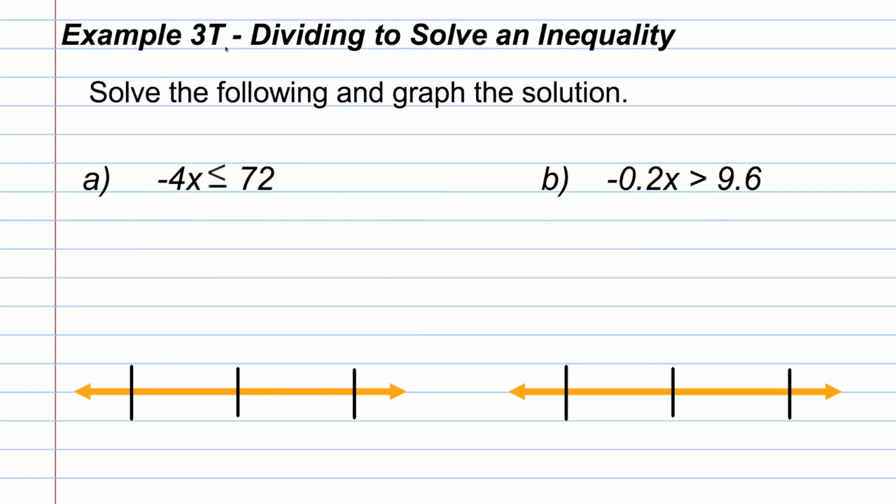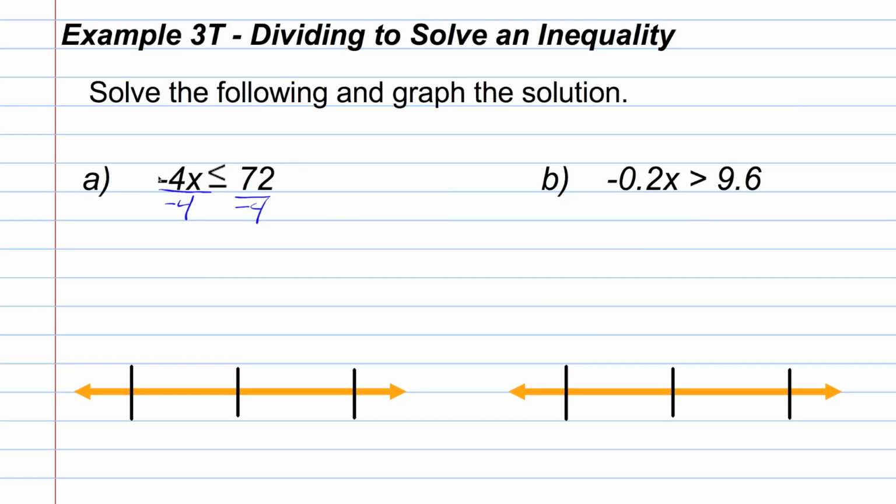In example 3, we'll be dividing to solve an inequality. We're told to solve the following and graph the solution. Part A here has us solving negative 4x is less than or equal to 72. To do this, you should recognize that this is negative 4 times x, so you should use division to solve this inequality.